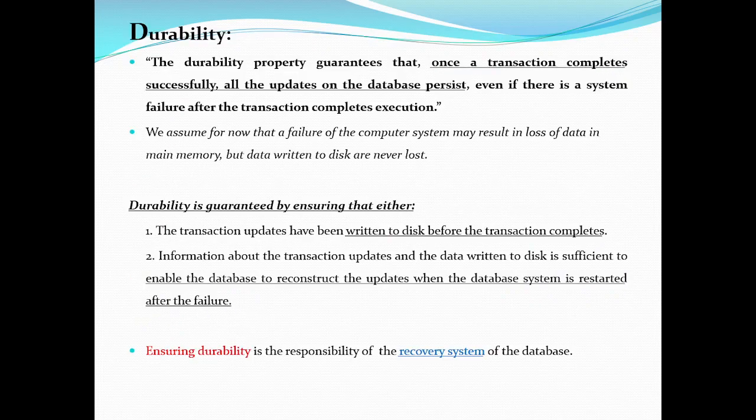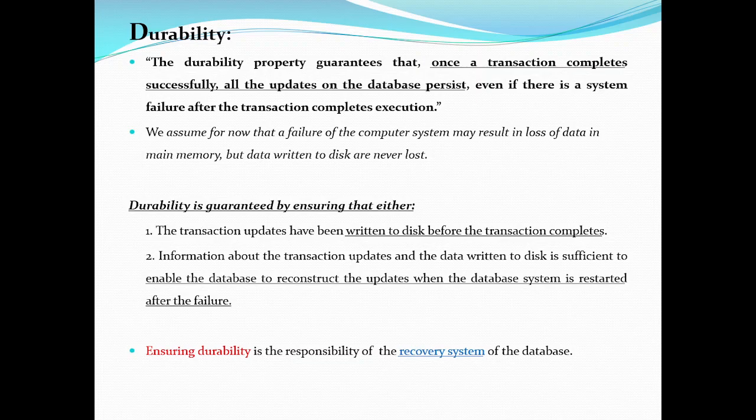Durability. The durability property guarantees that once a transaction completes successfully, all the updates on the database persist, even if there is a system failure after the transaction completes execution. We assume for now that a failure of a computer system may result in loss of data in memory, but data written on disk are never lost.